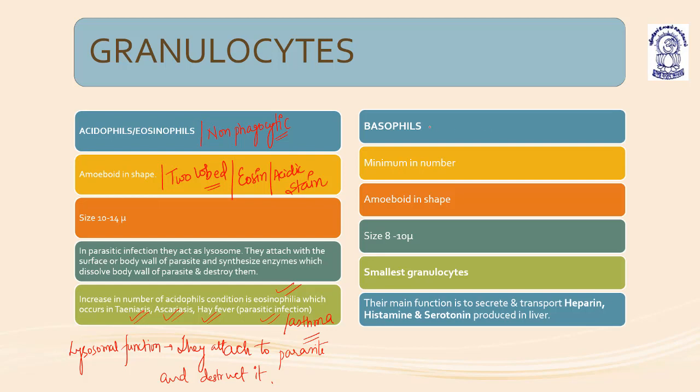Now, basophils. Basophils usually have three lobes. They are minimum in number, amoeboid in shape, and 8 to 10 micrometers in size. They are the smallest granulocytes. Their main function is to secrete cell mediators like histamine, serotonin, and heparin. They are stained by basic stain.